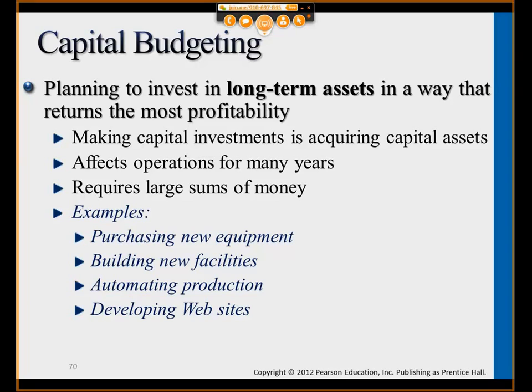So capital budgeting makes those long-term decisions when they acquire some capital assets. And it's usually assets that are going to be used for a long time. Okay, so making capital investments is acquiring capital assets, and it is affecting our operations for many years. Usually such investments require a large amount of money.